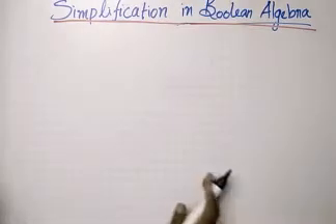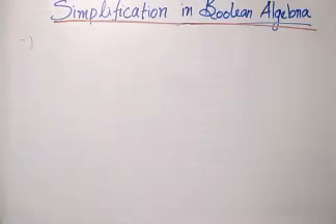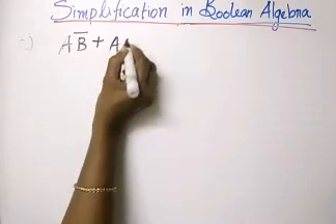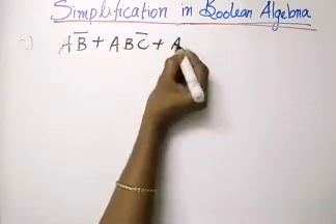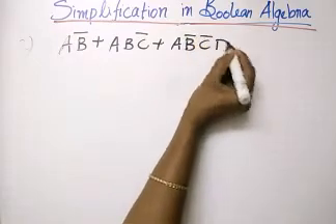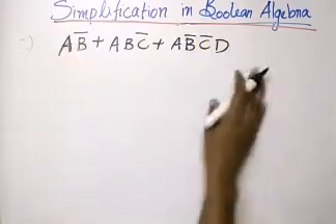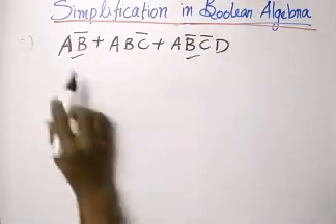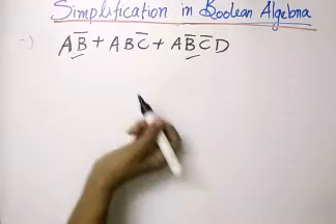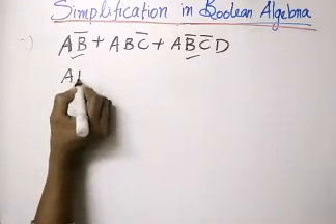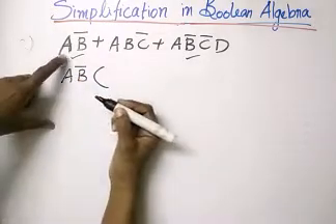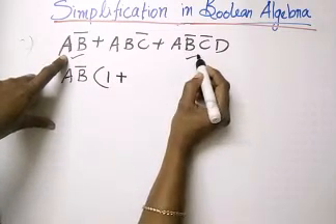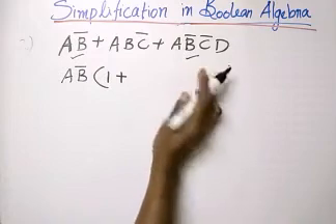The second example is: simplify AB' or ABC' or AB'C'D. We have to simplify this logical expression. Now consider these two terms. Here AB' is common, so we can take it out. AB' into, taking AB' out, the remaining is 1, or from this term, if I take AB' outside, the remaining portion is C'D.